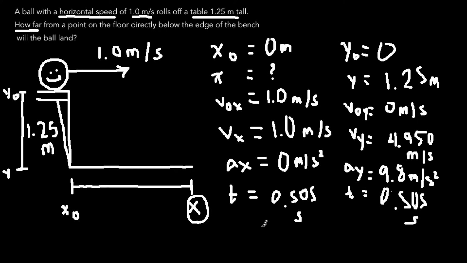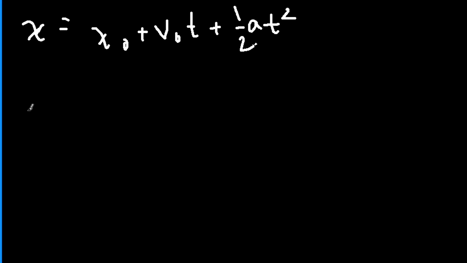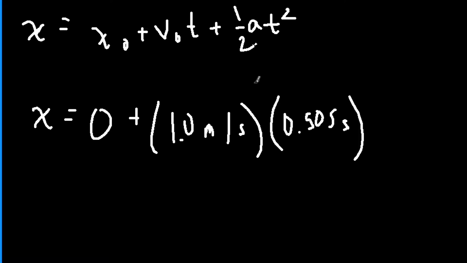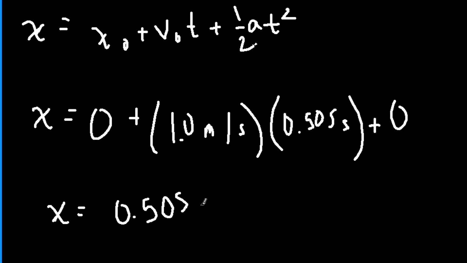So we just have to plug in values. x is equal to, well, x naught was 0, so that goes away. v naught is 1.0 meters per second, and time, as we just solved from the y half, is 0.505 seconds. I'm not even going to bother to put the plus 1/2 a t squared because acceleration is 0. It's going to turn this entire term into 0. So x is equal to 1 times 0.505, which is just 0.505 meters.